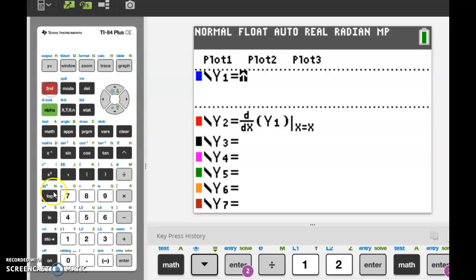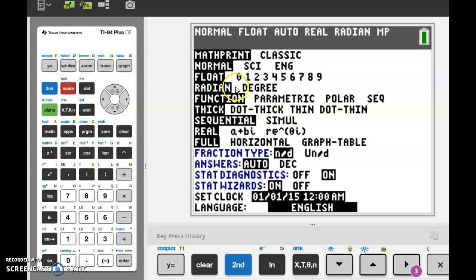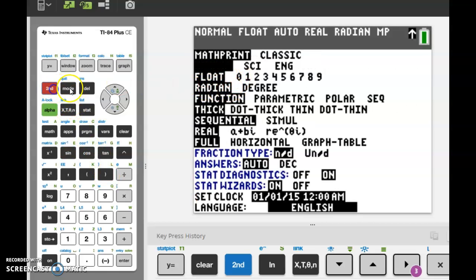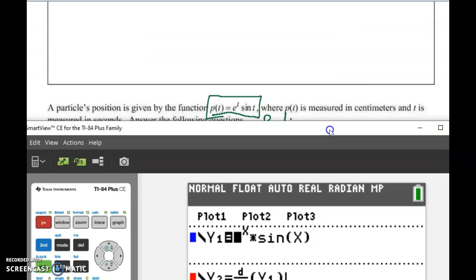So e to the t power, times sine of t. As I mentioned, make sure you're in the right mode, or in radians. So I already have that typed in. You might want to double check you type it correctly. I know it's t's, but we only have x's in our calculator.